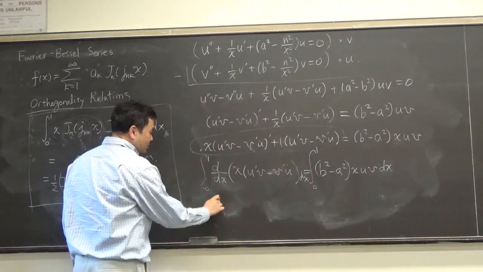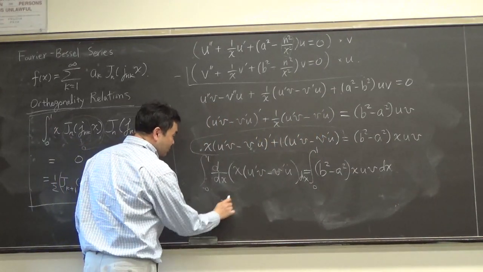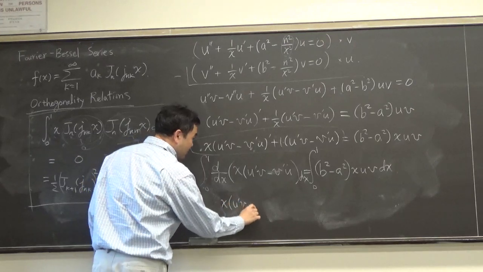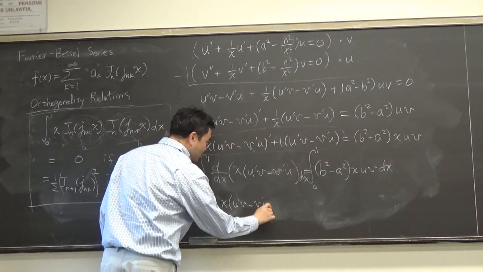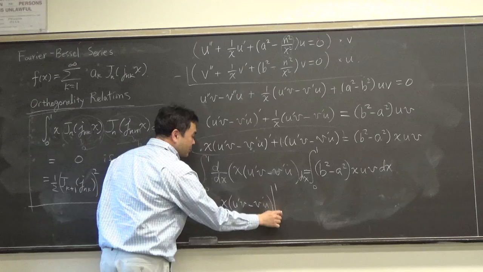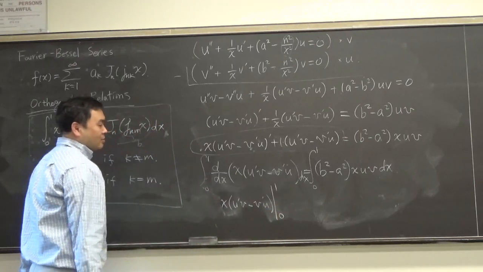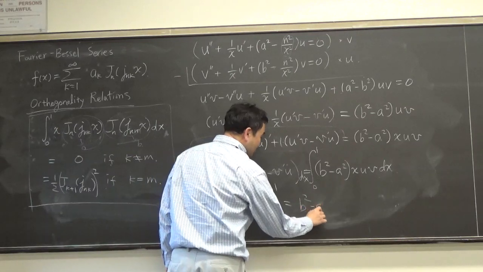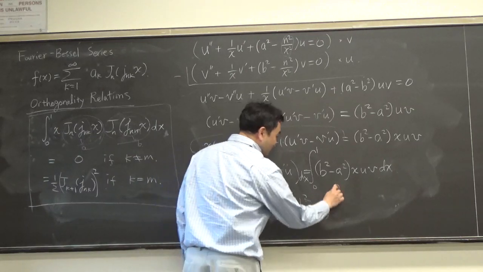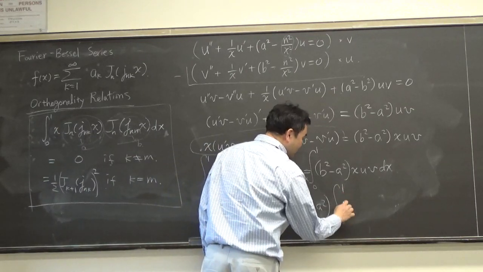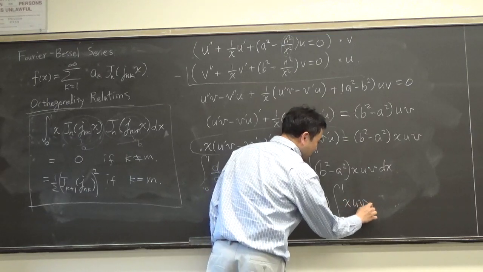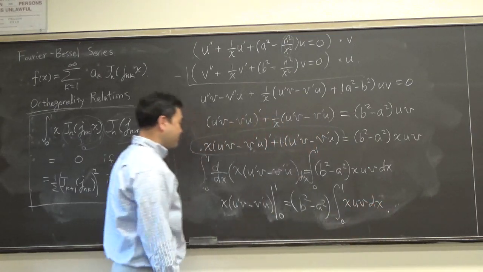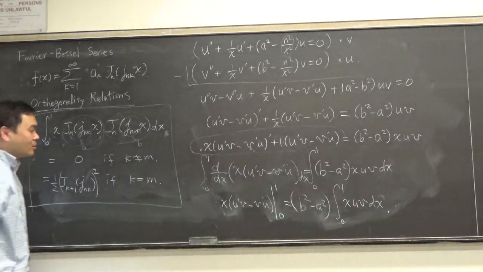Which means that x times u prime v minus v prime u, from 1 and 0, equals, you pull the b squared minus a squared out, integral from 0 to 1, x times uv dx.